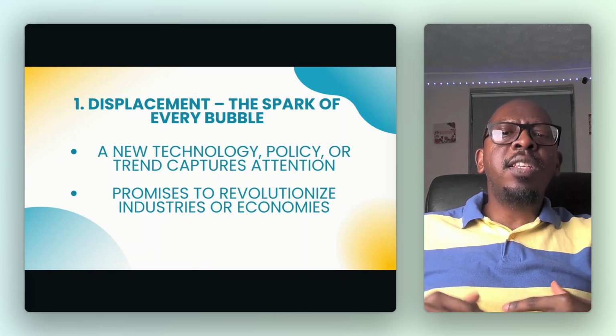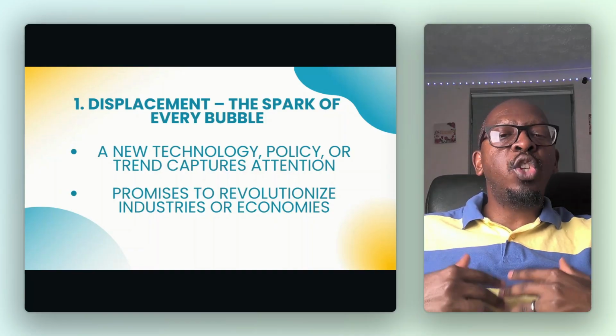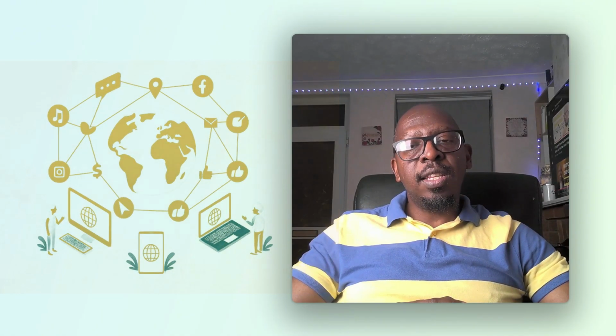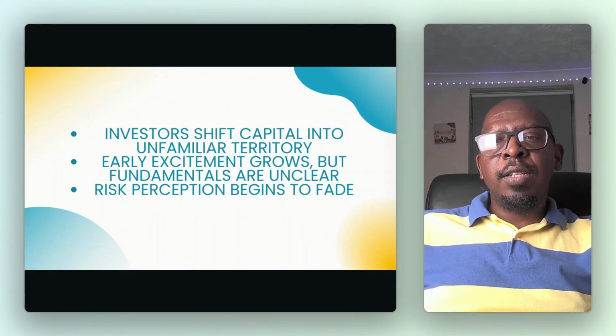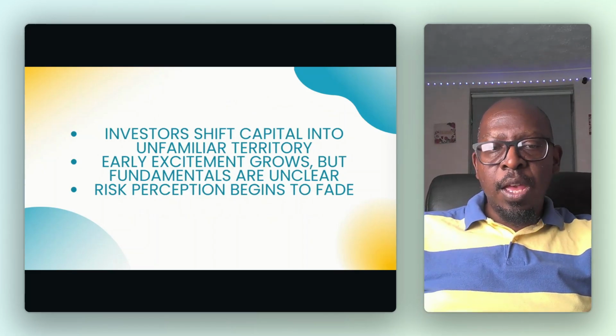This investment promises to change the way that people invest, promises to change or revolutionize industries or the economy. You have examples like the internet, which was in the 1990s, housing deregulation, which happened in the 2000s, and crypto, which happened around 2009, 2010. It's something that catches people's attention. What begins to happen then is that displacement lays the groundwork for exponential speculation.